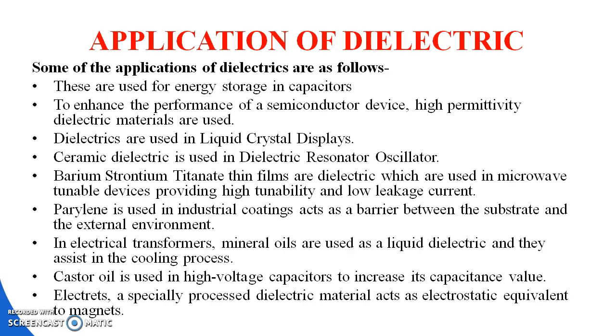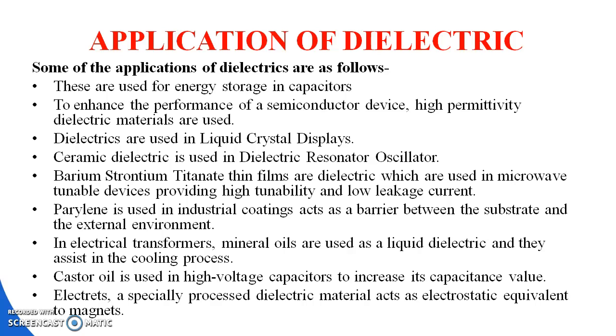Barium strontium titanate thin films are dielectrics used in microwave tunable devices, providing high tunability and low leakage current. And parylene is used in industrial coating, acting as a barrier between the substrate and the external environment. In electrical transformers, mineral oil is used as a liquid dielectric. This is the important thing, and it assists in cooling.